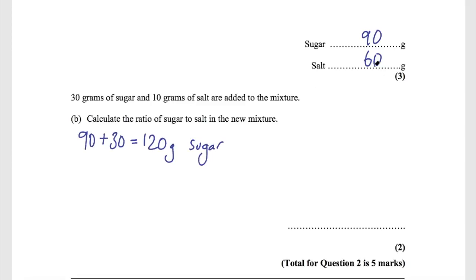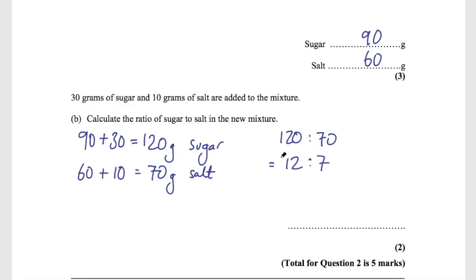And we had 60 grams of salt, and we've added 10 grams of salt, so now we have 70 grams of salt. And so the ratio of sugar to salt, well, that will be 120 to 70. And we can simplify that a little bit. If we divide both by 10, we'll get 12 to 7. We can't simplify that anymore, so you can give 12 to 7 as your answer.